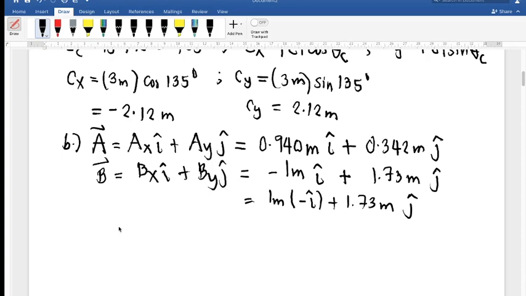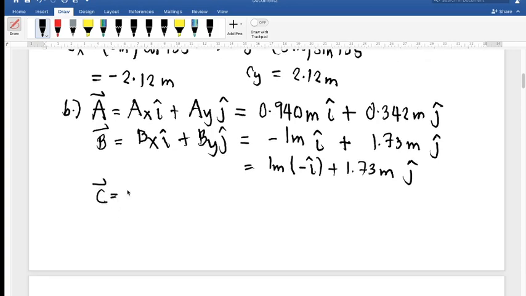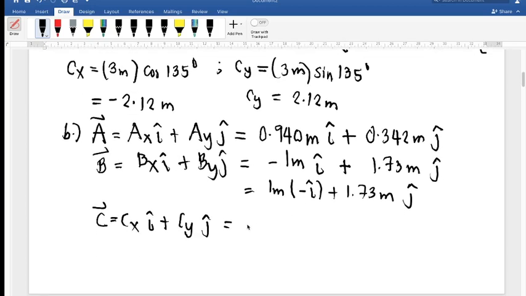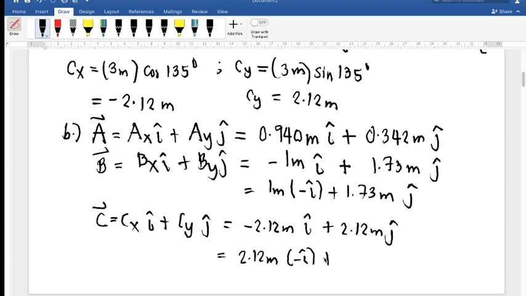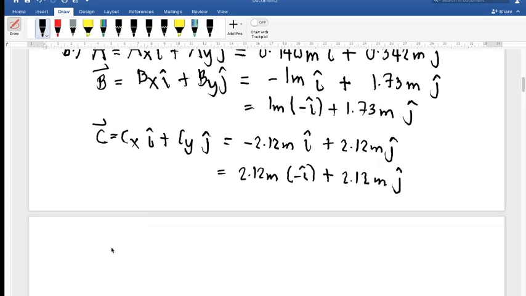How about your C? C is equal to Cx i hat plus Cy j hat. Then you just have to substitute the value of C. So negative 2.12 meters i hat plus 2.12 meters j hat. Or you can rewrite this one, same sa B, as 2.12 meters negative i hat plus 2.12 meters j hat. Okay, so ganun lang. That's how you express vectors in terms of unit vectors.